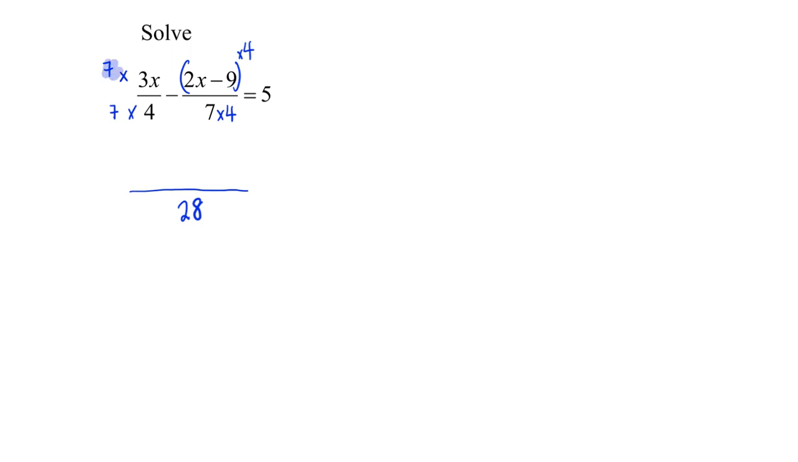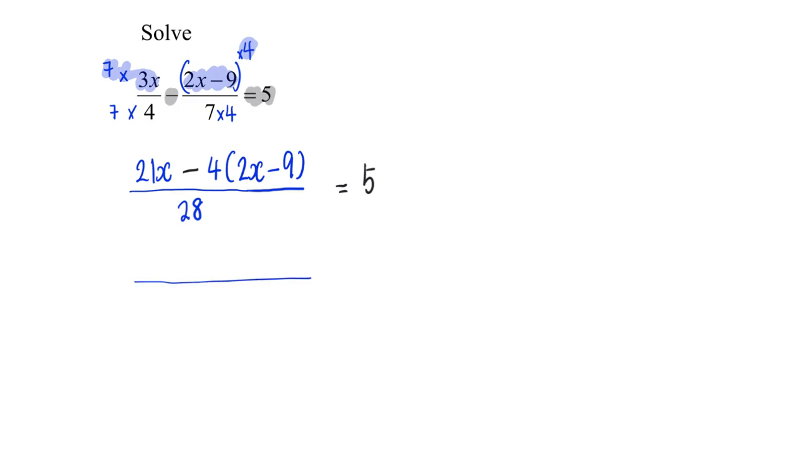Then at the top we have 7 times 3x, 21x, minus my 4 times 2x minus 9. Well, not forgetting my equals 5 at the other side of this equation. Next step though will be to expand and simplify the top. I still have my denominator as 28.